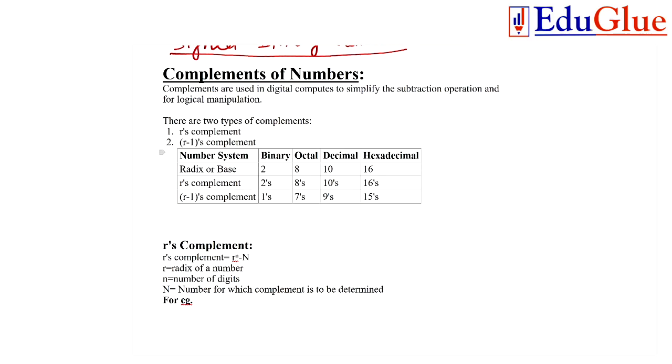Let's say for binary, R's complement means 2's complement. R minus 1's complement is 1's complement. For octal, R's complement is 8's complement. R minus 1's complement is 7's complement. For decimal, R's complement is 10's complement. R minus 1's complement is 9's complement. For hexadecimal, 16's and 15's, like this.